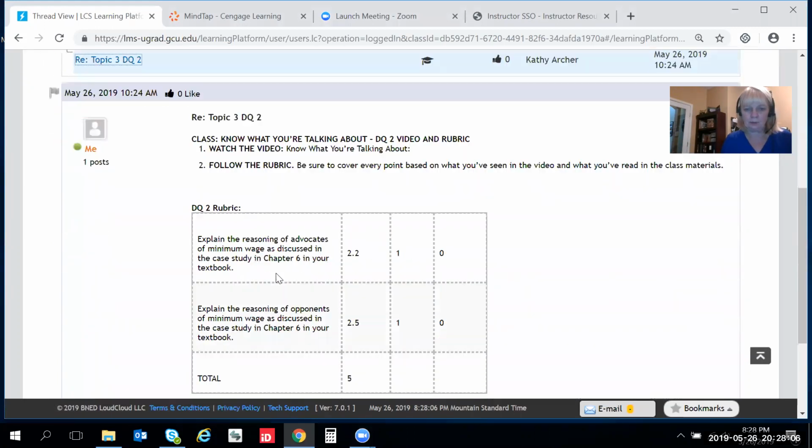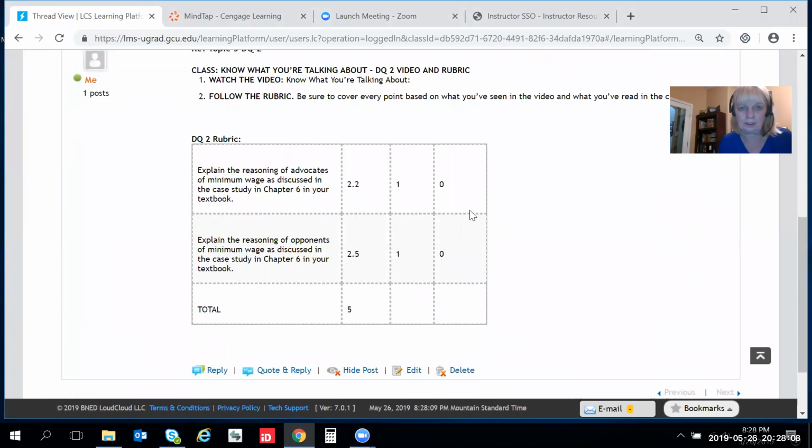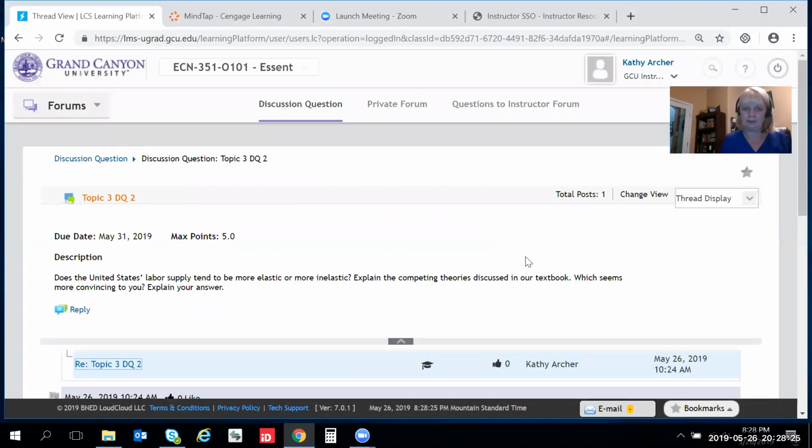So we're going to the rubric here, and the rubric says, explain the reasoning of advocates. You get 2.5 points for that. Explain the reasoning of opponents, and you get 2.5 points for that. So you just need the reasoning of the advocates and the reasoning of the opponents, and you'll be good to go. So where are you going to find that?